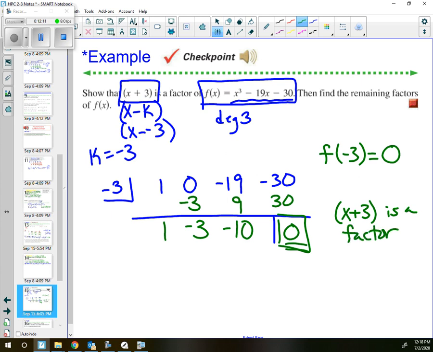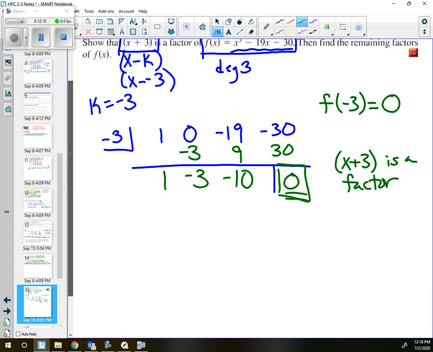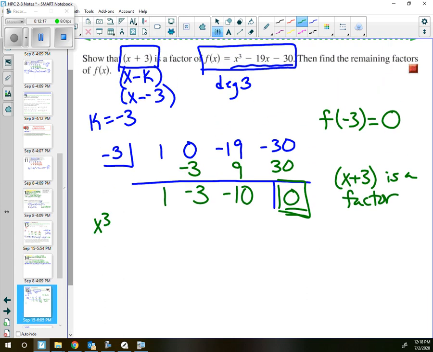Okay, so think about what you have left now. When we did this division, this x cubed minus 19x minus 30, we divided it by x plus 3. What did we get for our answer? Well, that's what they call the depressed polynomial. These coefficients are going to give you that quotient, that value. So remember, we go from the remainder. So this was our remainder. We know that that was a 0.